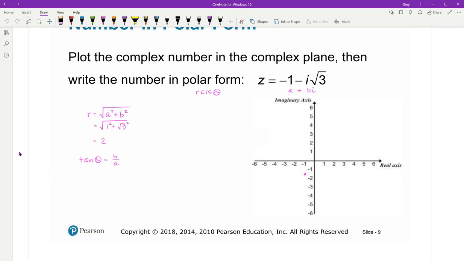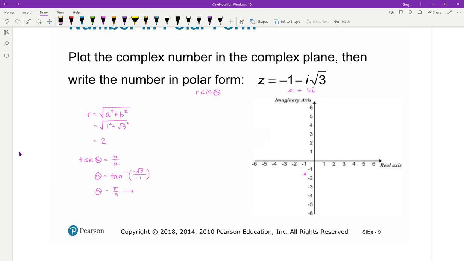So the tangent of theta is equal to, I'm going to write it like this so that you remember to use that button on your calculator. Theta is the inverse tangent of b, which is negative square root of 3, over a, which is negative 1. We already plotted that in the third quadrant, okay? But if you put that in your calculator, you're going to get pi over 3.